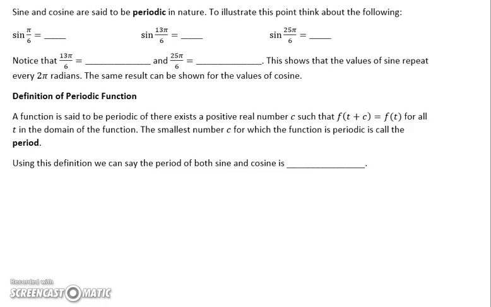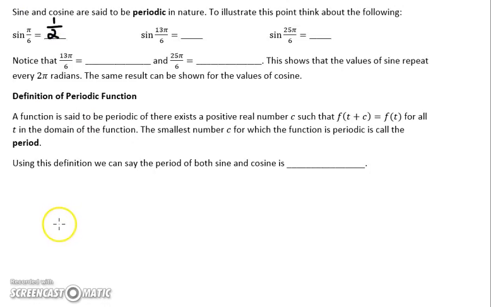Now, we can also talk about how sine and cosine are periodic. To illustrate what we're talking about, we're just going to look at sine of pi over 6, 13 pi over 6, and 25 pi over 6. So sine of pi over 6 is one that you should know. It's going to be 1/2.